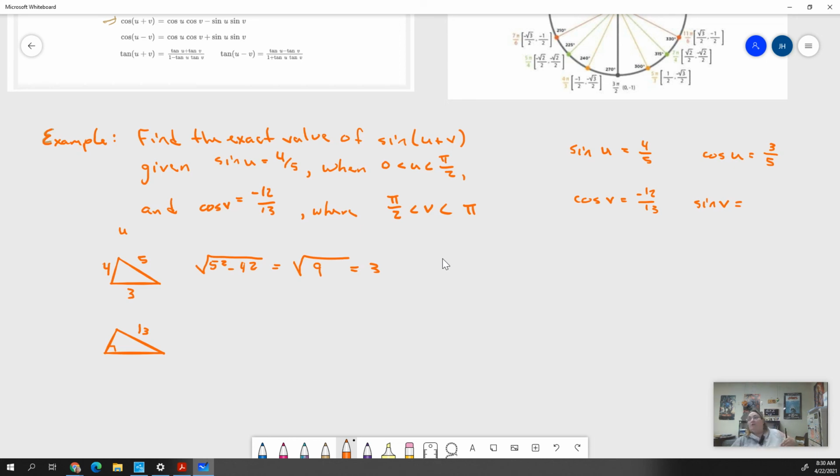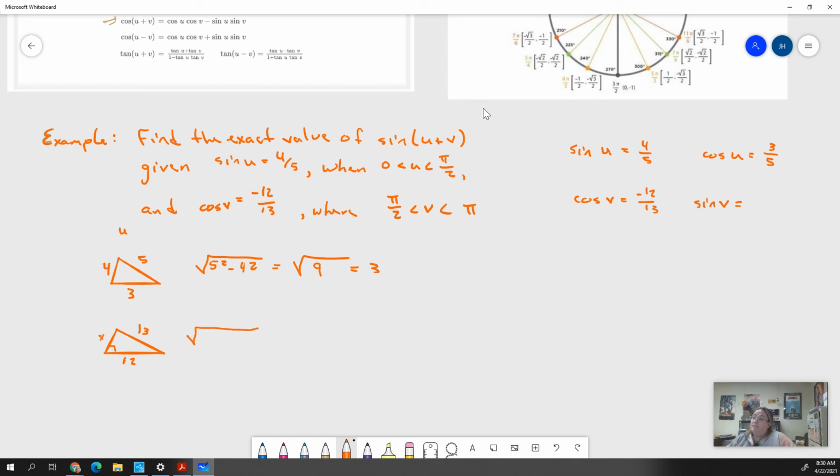And our cosine is adjacent over hypotenuse. So what we're saying is that this right here, we're going to call it 12. It's negative 12 just by location, right? Because we know that it's on that second quadrant, so we had to have a negative x value. But we need to figure out what this is right here.